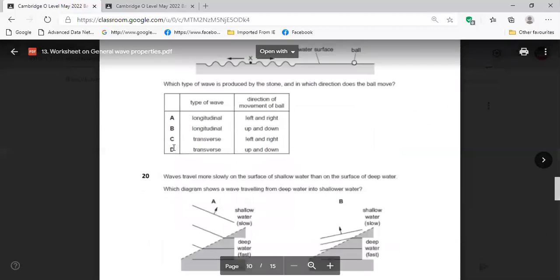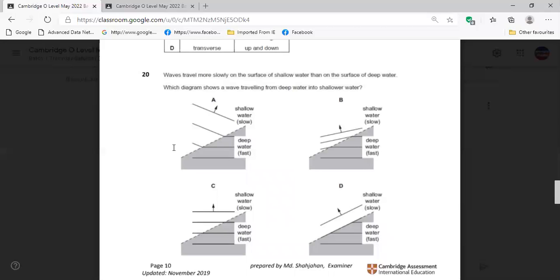The next, continue. Waves travel more slowly on the surface of shallow water than on the surface of deep water. Which diagram shows a wave traveling from deep water into shallow water? Yes, today we learned it, right? Yes, sir. Tell me the answer. So it's from deep to shallow, right? Yes, sir. Sir, A? No, wait, sir.